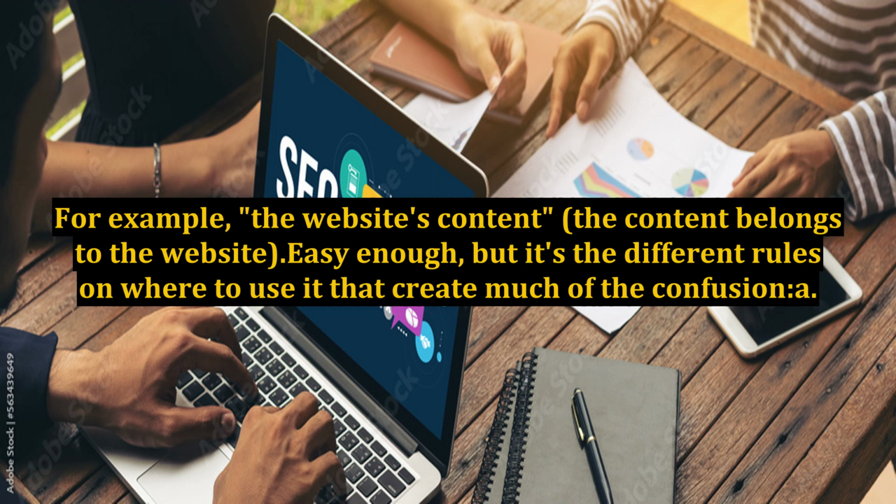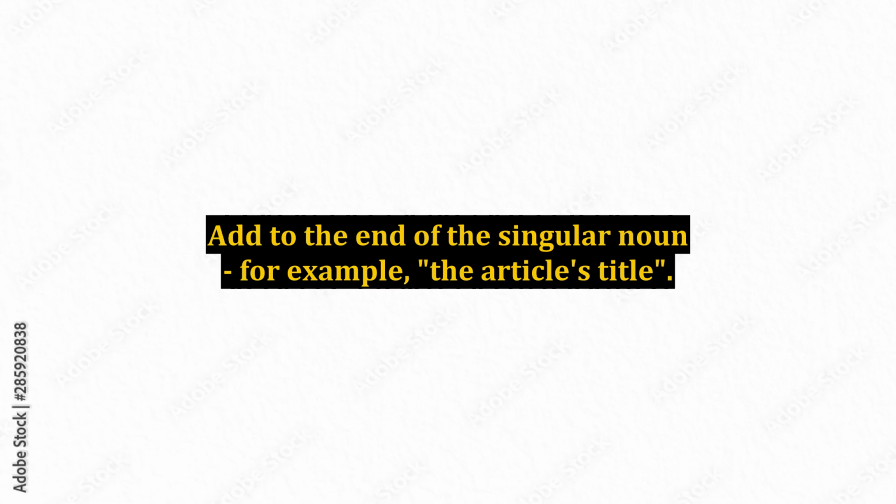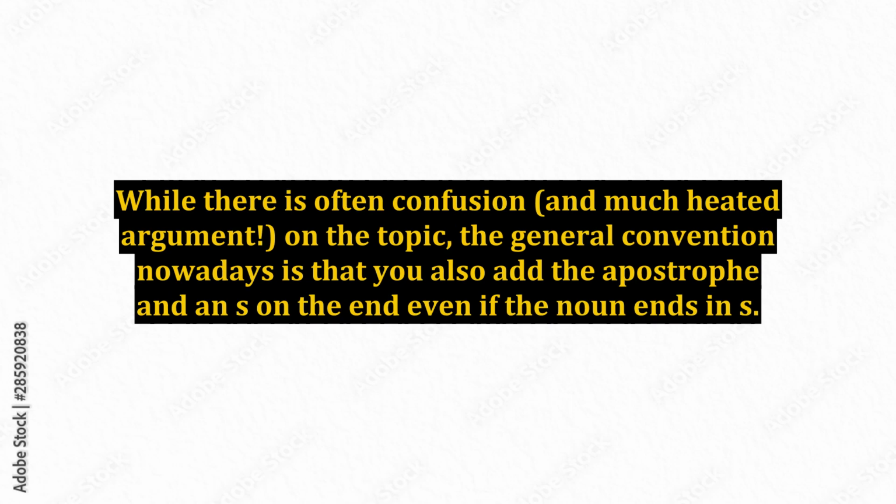Easy enough, but it's the different rules on where to use it that create much of the confusion. Add apostrophe S to the end of the singular noun, for example, the article's title. While there is often confusion, and much heated argument, on the topic, the general convention nowadays is that you also add the apostrophe and an S on the end even if the noun ends in S. For example, the business's cashflow.